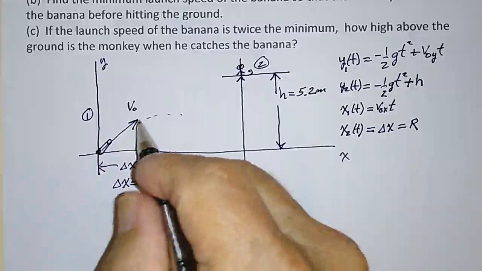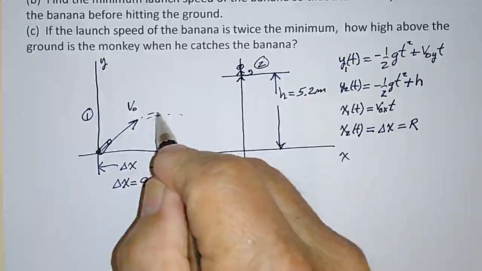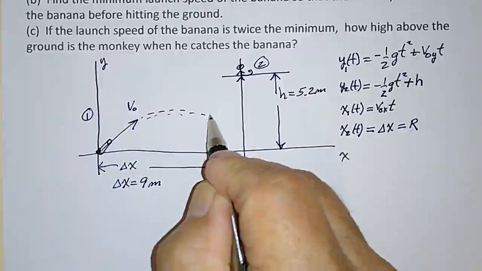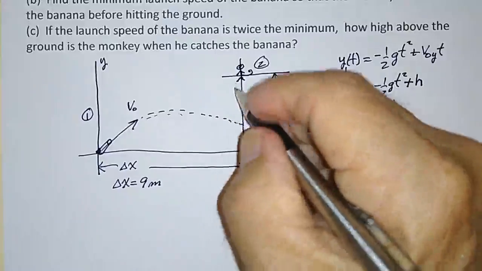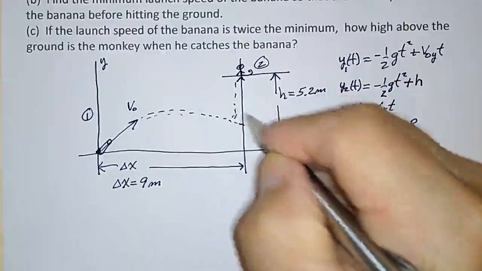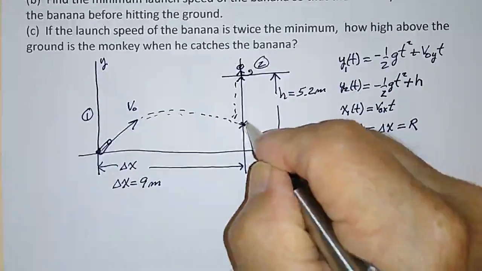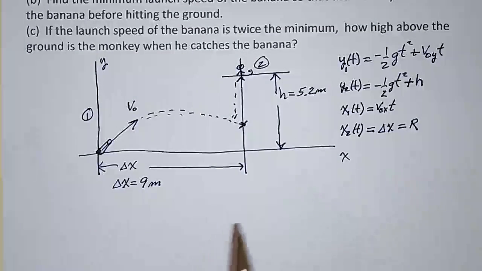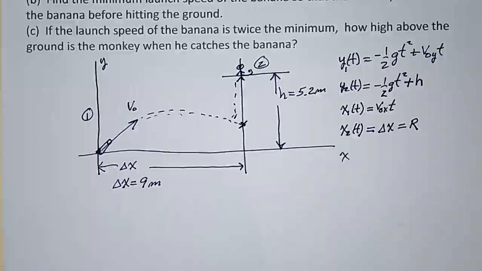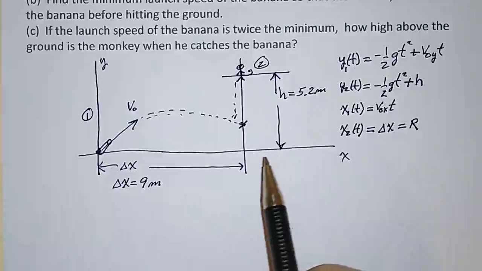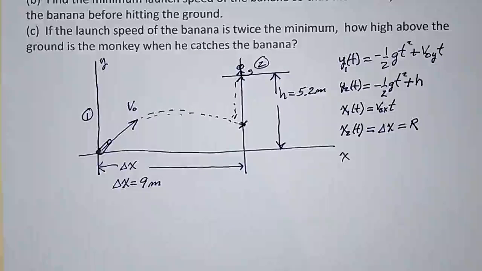So what we know is that the banana has to be shot out of the cannon, make a trajectory like this, and cross the path of the falling monkey, which is like this, at some time t. Well, fortunately, t is the same for the banana and the monkey. We can use that information to solve this problem.